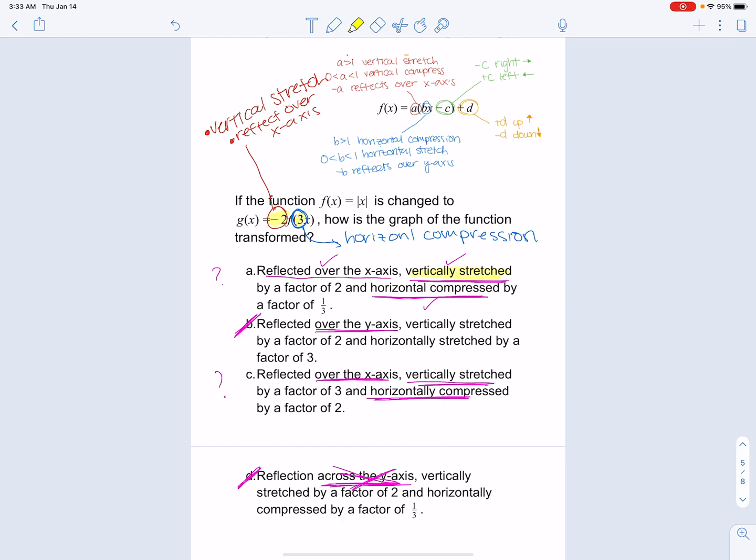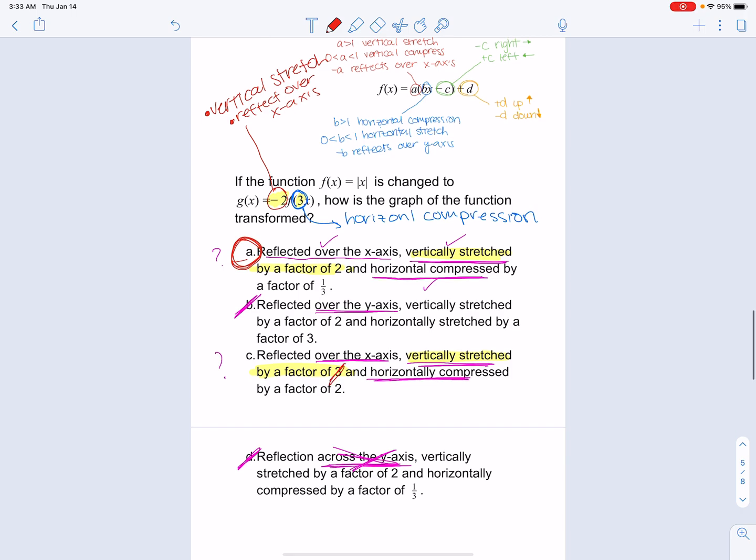So we have a vertical stretch by a factor of 2, and then I have vertical stretch by a factor of 3. What was my A value? 2 or 3? Very good, it was 2. So between A and C, what's my best answer choice? Very good, it would be A, because 3 is wrong.